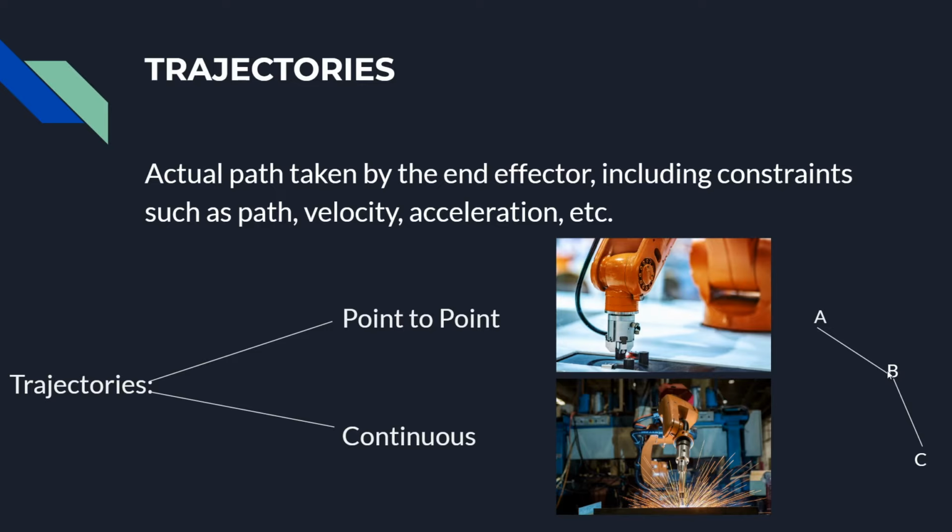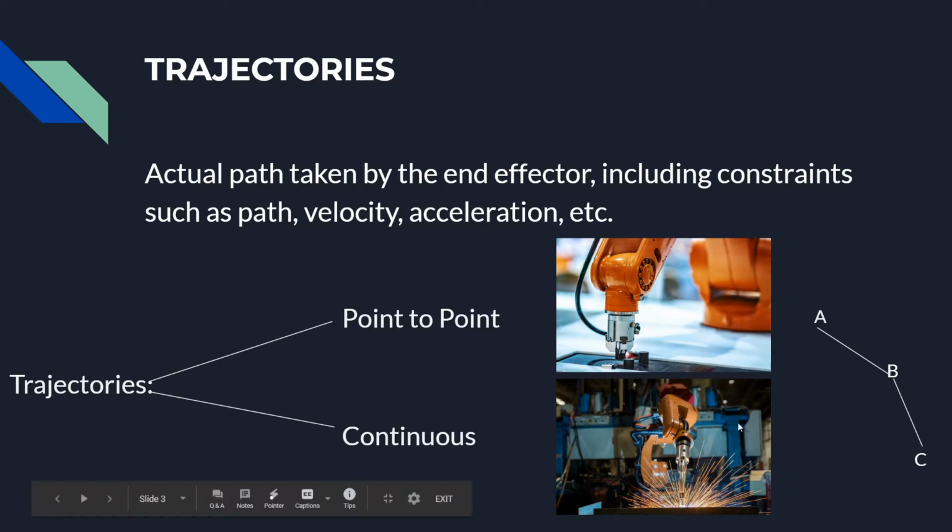Now, why would we prefer a point-to-point trajectory rather than a continuous trajectory when continuous is not required? Because with point-to-point, we could compute the inverse kinematics only for points A, B, and C. Whereas with continuous, we'd have to compute the inverse kinematics for every single point at a given time frame. Every single point we have to calculate the inverse kinematics, and that would cause a huge amount of computation, and that would really slow down your robot.